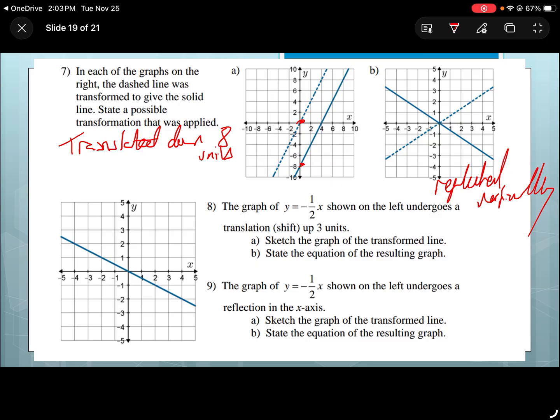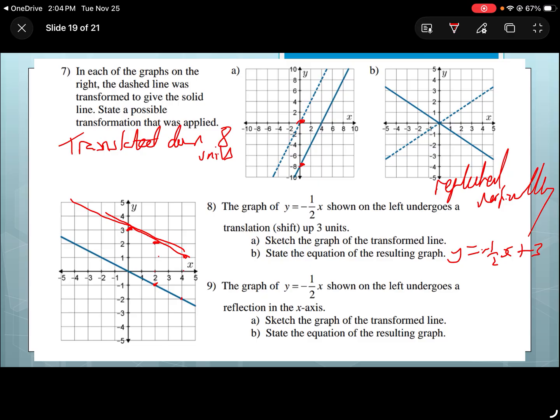The graph of the line y equals negative half x shown on the left undergoes a translation, shift up 3 units. Sketch the graph. So change the y-intercept to be up 3 more. If you want to work out the slope, you can, or just pick a bunch of points and move them up 3. For example, here, move it up 3: 1, 2, 3, now it's here. Here, move it up 3: 1, 2, 3. Now you can see the equation of the line, so just draw your line. Obviously your line's going to be better than mine, because mine is making it go slightly higher than I'm actually drawing. Equation of the line: y equals negative a half x plus 3.